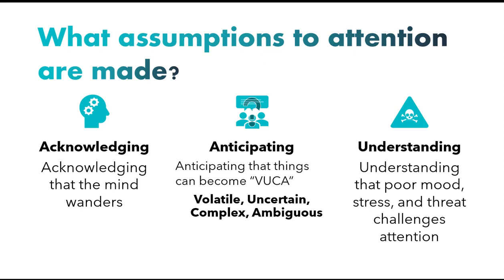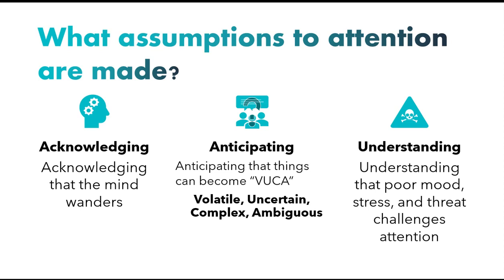So we have to make assumptions about attention. We just need to make sure we understand that the brain is designed to wander. We need to acknowledge that we can't have 100% attention all the time. That's an important assumption. We need to anticipate that things can become difficult. The term they use in the mindfulness world is VUCA, which means volatile, uncertain, complex, and ambiguous. So, at any given time, if those things are rising, that could really impact our ability to understand and pay attention to what's going on.